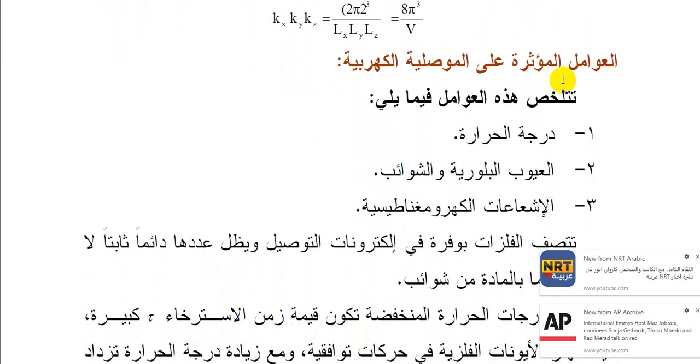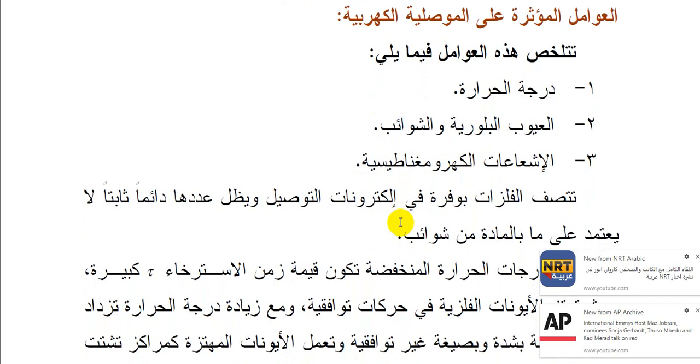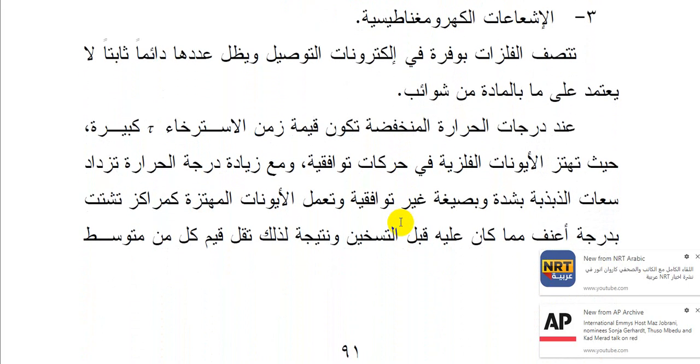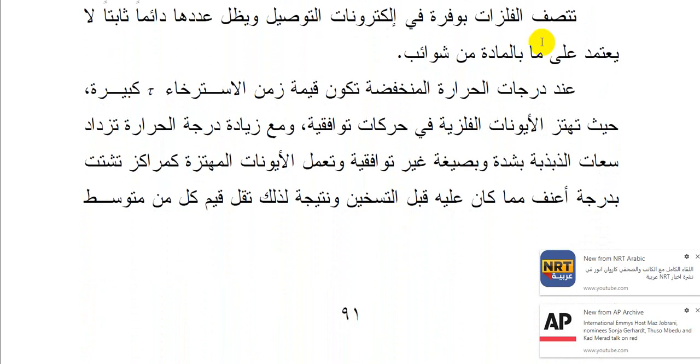The affected agents, or even the affected factors of the electrical conductivity, يعني العوامل المؤثرة في الموصلية الكهربائية. The affected parameters or the factors here are characterized as follows. يعني العوامل يمكن ذكرها كالتالي: temperature, electromagnetic radiations الإشعاعات الكهرومغناطيسية, and inclusions المتضمنات.